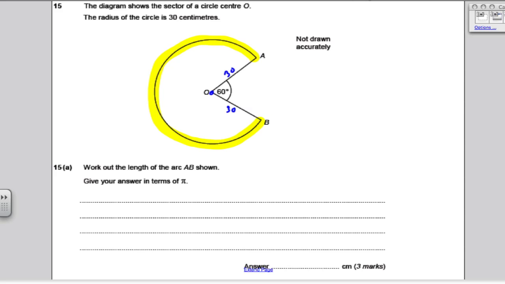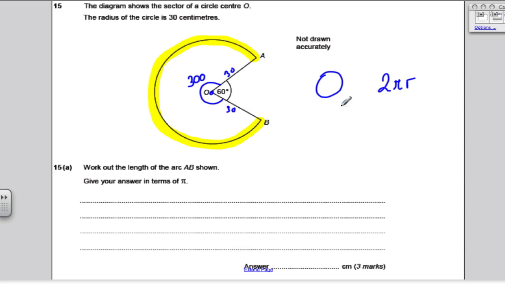Okay, well, how would we work it out? How many degrees is left over inside this circle? There are 300. Now, we know that the distance around a whole circle is 2 pi r, times the radius.